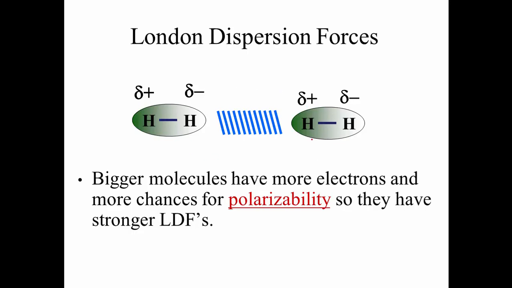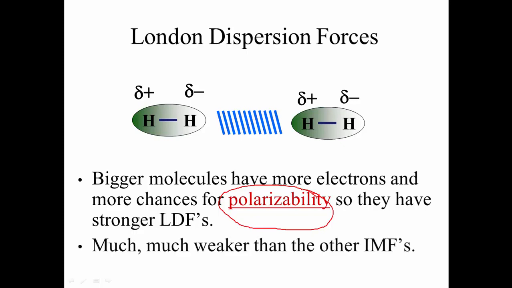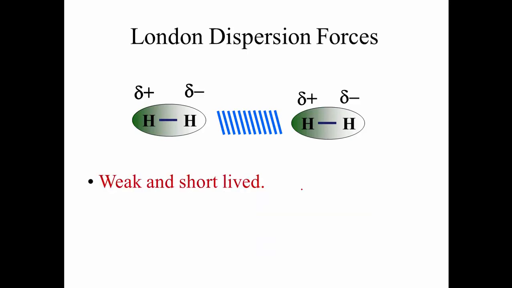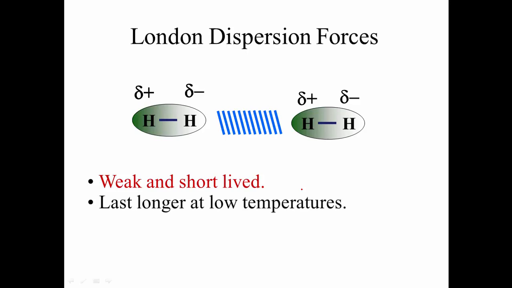The bigger your molecule, the more electrons you would have, so the more disruptions you would get. We call that polarizability. So if your molecule is larger and it is more polarizable, then you will have more of these London dispersion forces and stronger overall intermolecular forces. These are much weaker than all of the other intermolecular forces. They're weak, they are not permanent, they are short-lived. You can get them to last longer at cold temperatures. So you can get liquid hydrogen.